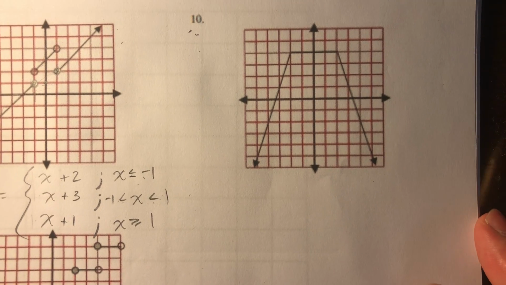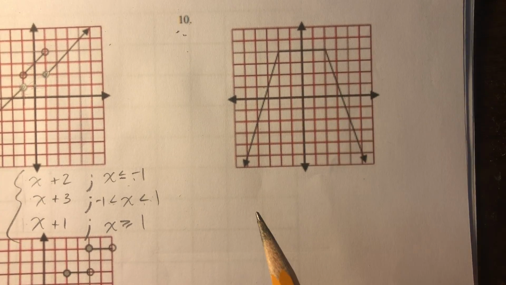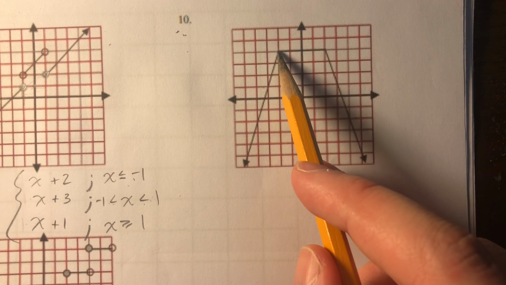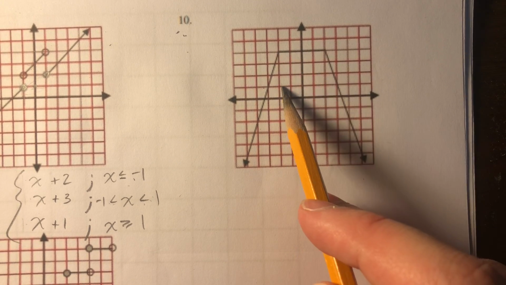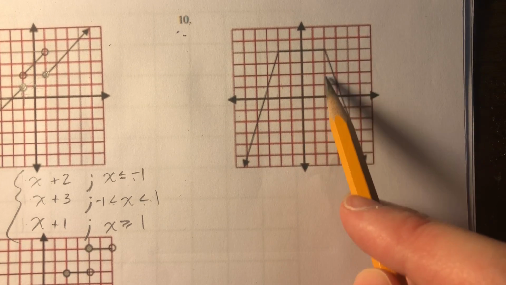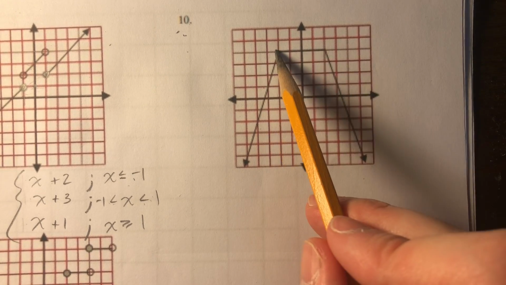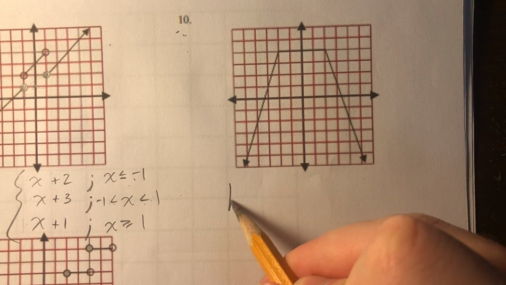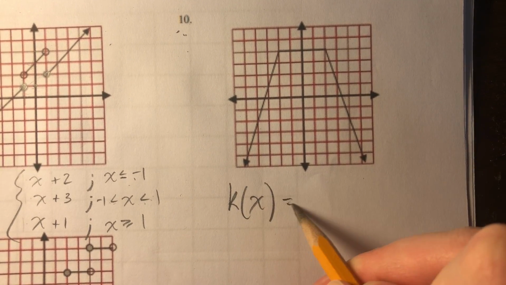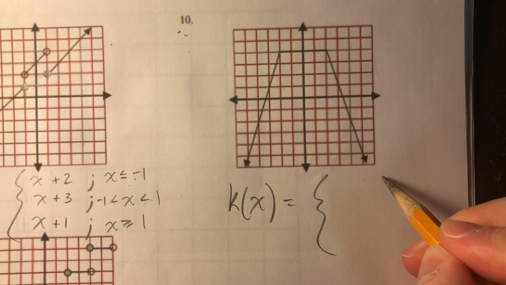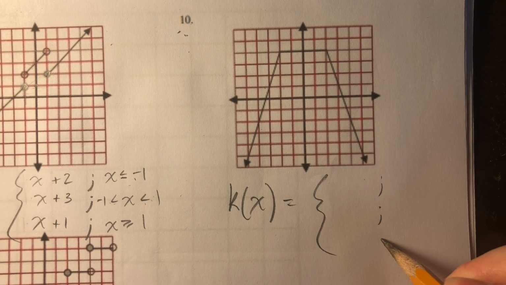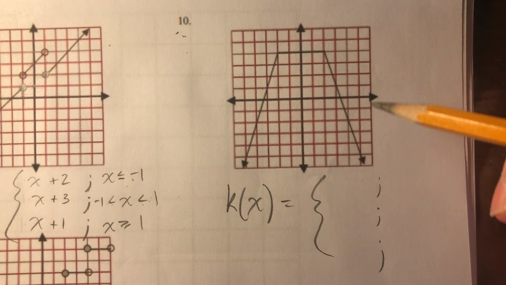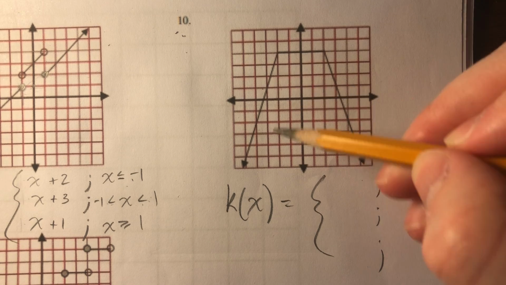All right, number 10, another one where we've got 3 different functions. And you can argue that, which point here, when x is equal to -2, x equals 2 belongs to which function, since we can't tell which one. So, there could be a couple different results for that. Let's call this k of x. And I know I'm going to have 3 different functions. So I'm going to make my 3 different semicolons.